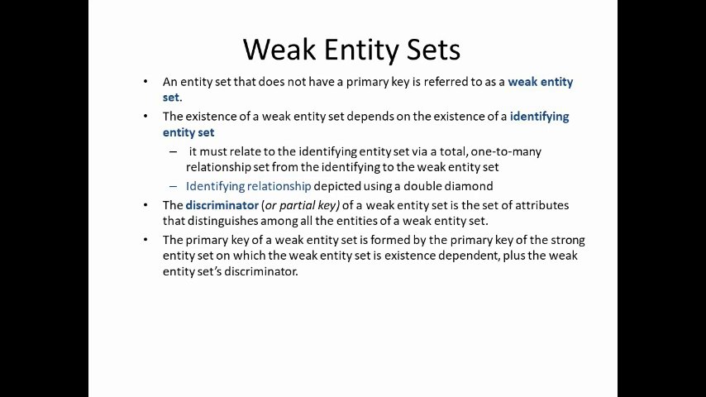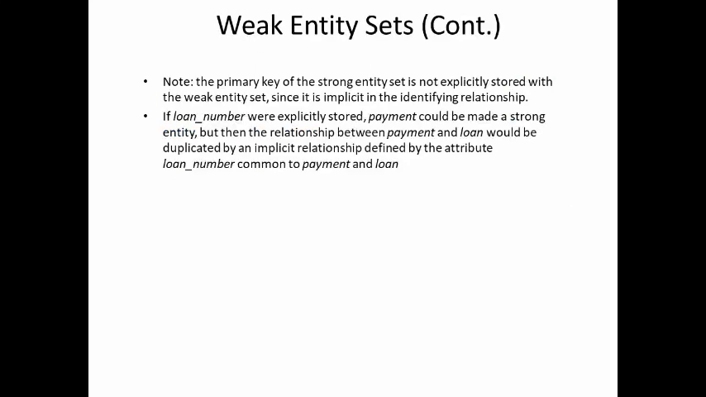So we have a discriminator. Now, if you're using a discriminator, that will be the partial key of that particular weak entity set. It is a set of attributes that distinguishes among all entities of one weak entity set. So if you use a discriminator, then that's how we can be able to work with it. The primary key of a weak entity set is formed by the primary key of a strong entity set. So it implies basically there is a relation without that particular way of uniquely identifying. Hence, there is a need for us to use the discriminator.